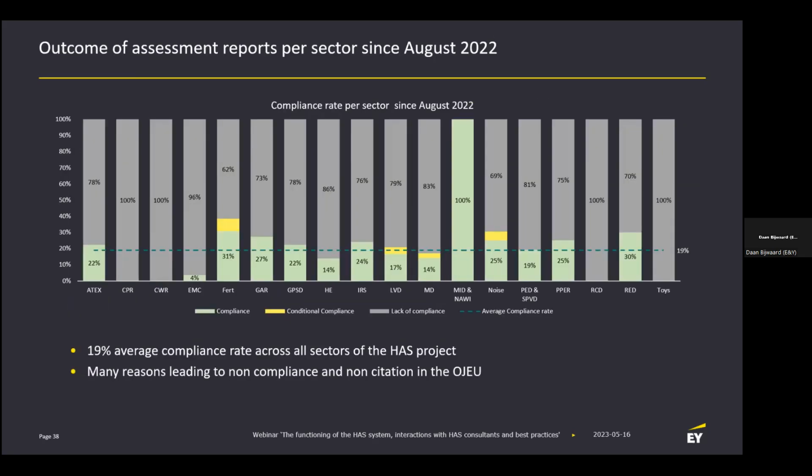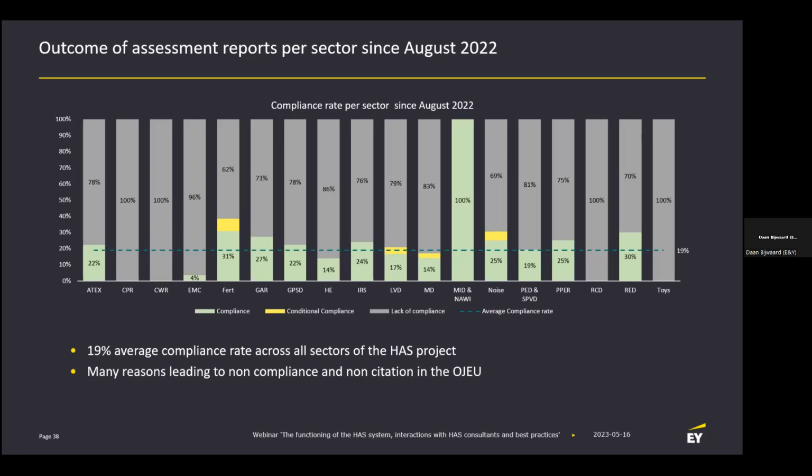So on the outcome of the assessment report, what you see here is the outcome given by the HAS consultants in their assessment report, so how they judge the draft standards they assess. And you can see that the average compliance rate, or the proportion of reports with a compliant outcome, is low. It's 19% overall. There is variation across sectors.